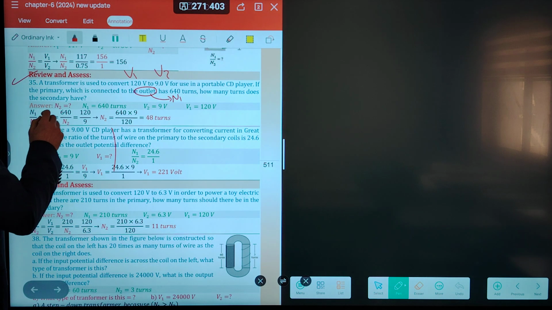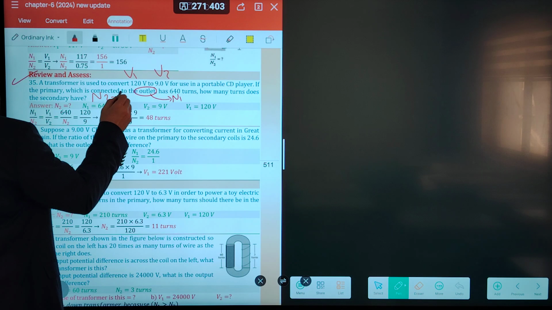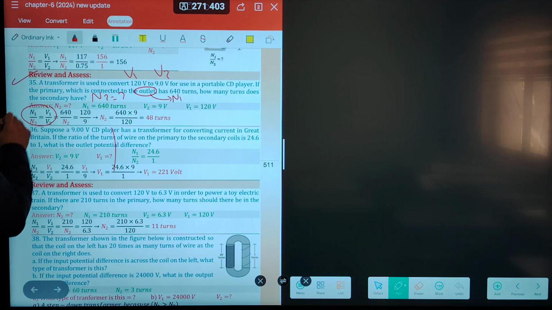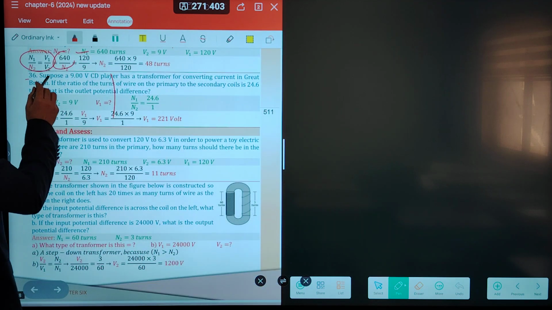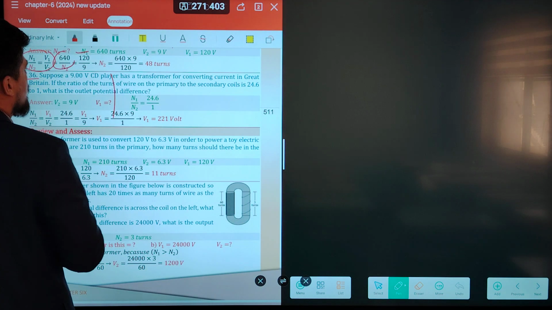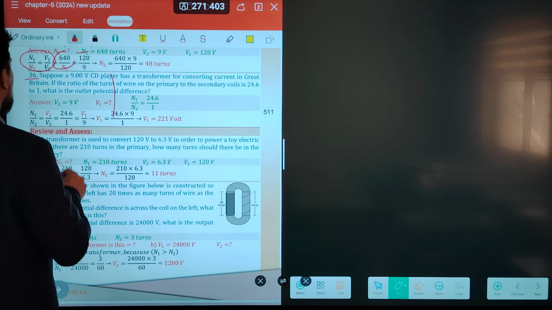How many turns does the secondary have? N2. N2 is unknown. N1 over N2, V1 over V2. You can find it. It's very easy. Question 36. A 9 volt player has a transformer for converting current in Great Britain.